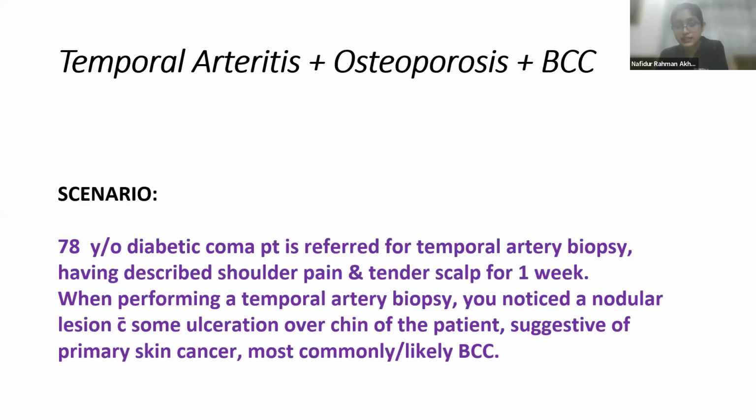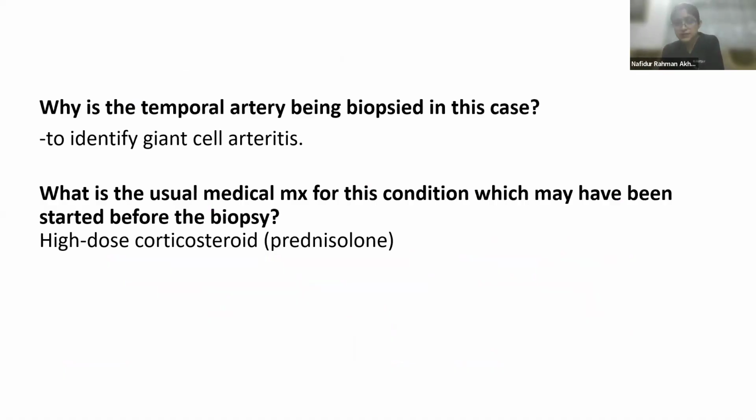At first, an elderly lady who has diabetes has been referred for a temporal artery biopsy. She also has some ulceration over the chin, and most likely it is basal cell carcinoma. So why is the temporal artery being biopsied? You have given the right answer. It is to identify whether it is giant cell arteritis or not. Temporal artery is a big vessel. When it is inflamed, it is called giant cell arteritis. Next, how to prevent this? We would give high dose corticosteroid because there will be less chance of edema and less chance of visual impairment.